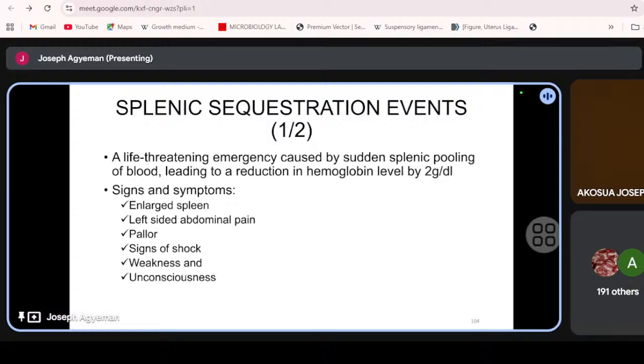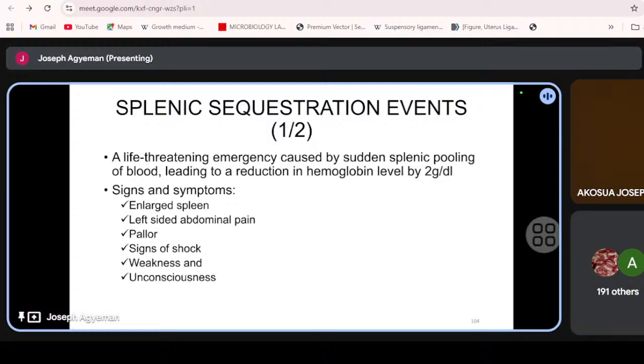As part of the management of splenomegaly, the patient's relatives, for example mothers and fathers, can be taught how to detect splenomegaly. As they palpate and realize that the spleen is becoming enlarged within a very short time, that could hint to you that splenic sequestration is happening or has started, and therefore the necessary thing is to rush the patient to the hospital for adequate management.